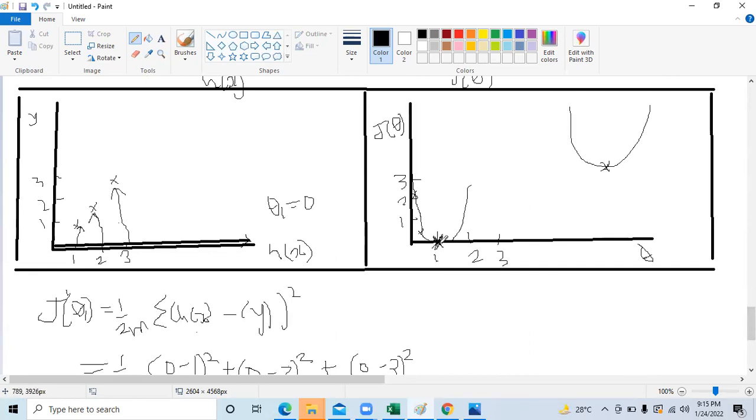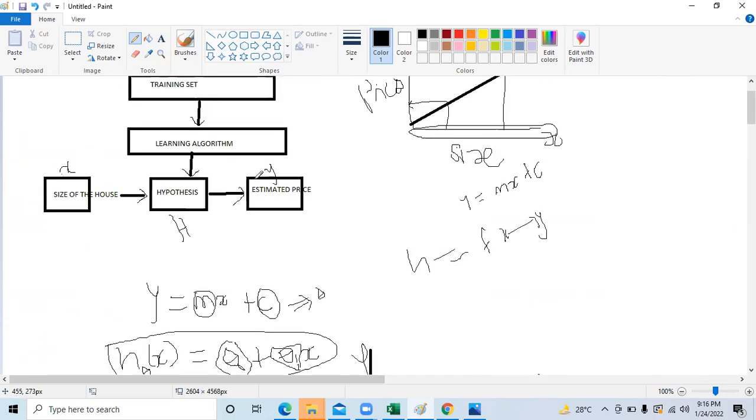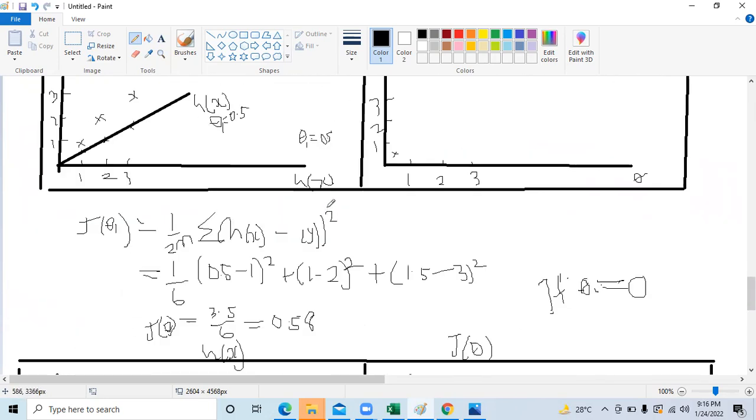But usually in machine learning, you will never be able to get your cost function at 0. You want it to be as close to 0 as possible. So this is going to be the end of the class on cost function for linear regression with one variable.